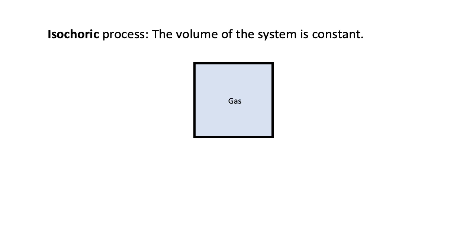An isochoric process is one in which the volume of the system is constant. So we put the gas in a rigid container whose volume does not change. Now, when we heat up the gas, both the pressure and the temperature of the gas will increase, but the volume will remain constant.